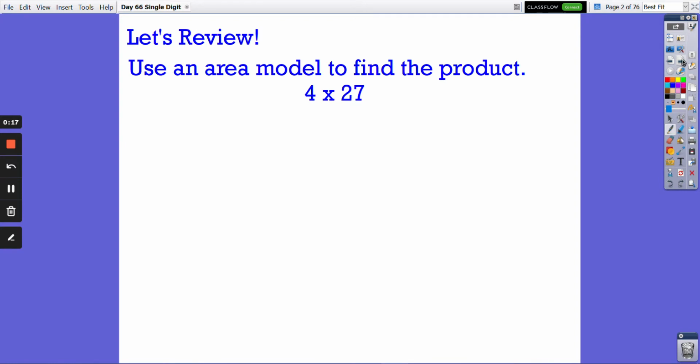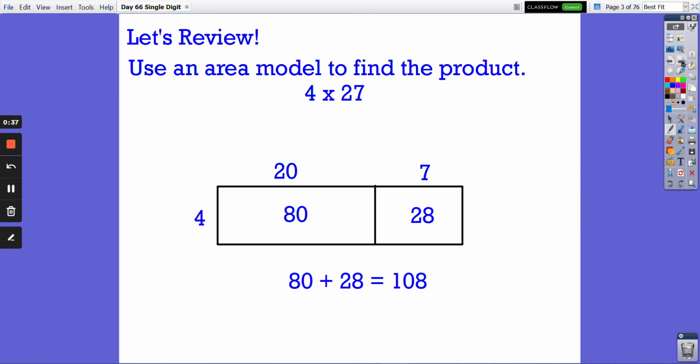Let's review. Yesterday, we used an area model to find the product of a problem similar to 4 times 27. Don't forget, you can break that 27 up into each place value. Go ahead and work this out on your whiteboard. We can break that 27 up into 20 plus 7, together still getting that length of 27.